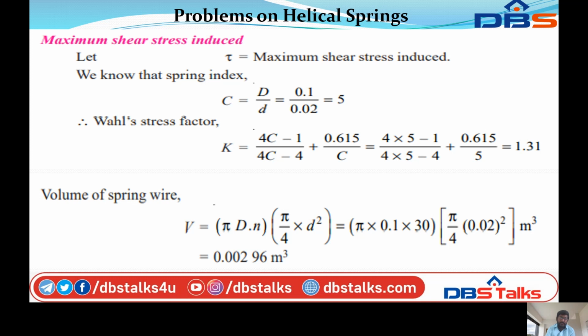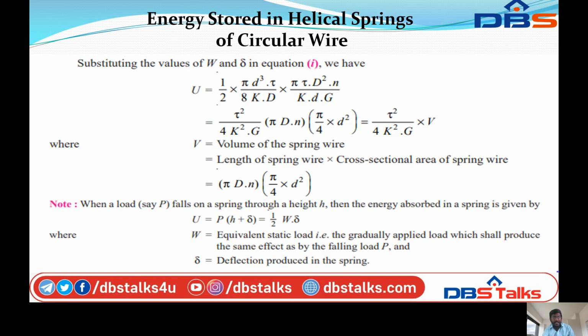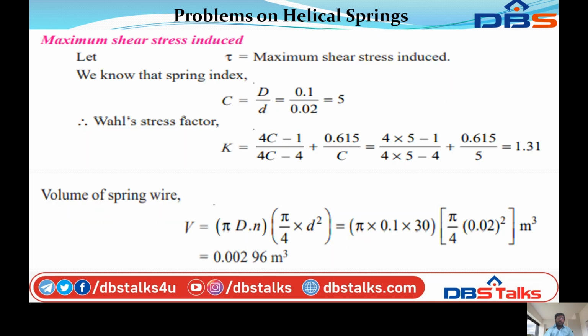Now the volume of the spring wire. We have already seen the previous derivation. V is equal to pi D N into pi by 4 into d square. This formula is used in the problem. So substituting the values, pi into capital D 0.1 into N 30, into pi by 4 into small d 0.02 whole square, in meter cube. So finally we get 0.00296 meter cube.